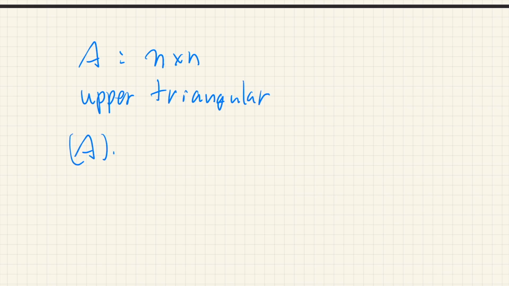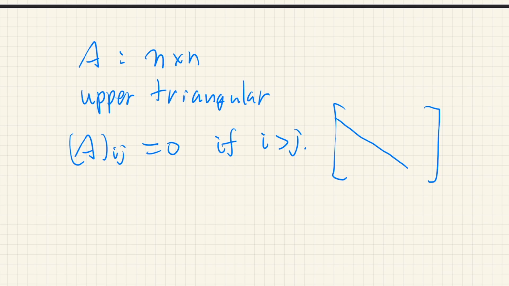A square matrix, an n by n matrix, is called an upper triangular matrix if its ij element is 0 when i is greater than j. What this means is that if we have a square matrix like this, then below the diagonal, all the elements are 0. And above the diagonal, there may be some non-zero elements.